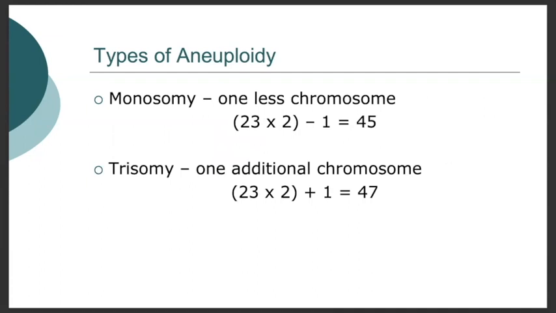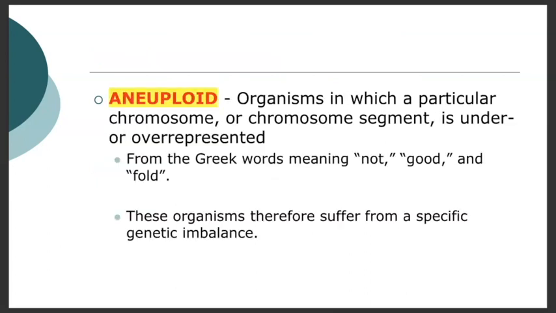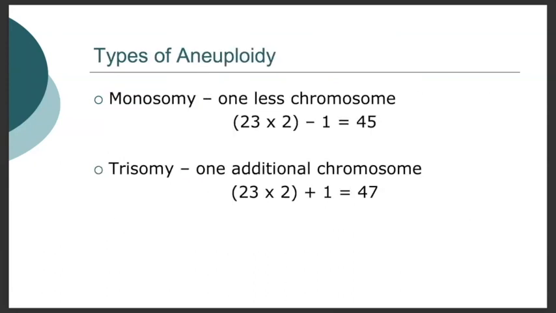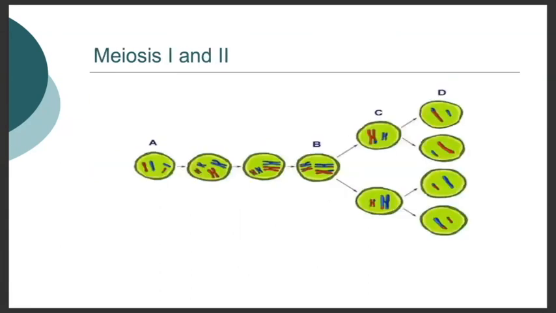For example, in humans, we have 46 chromosomes, right? A removal of one chromosome would confer monosomy, meaning you have subtracted one chromosome from the total number of chromosomes. Trisomy is one additional chromosome. Again, trisomy is different from triploidy. When you see triploidy, all chromosomes would have an extra set of chromosomes. For trisomy, you have one additional chromosome to a specific chromosome number.